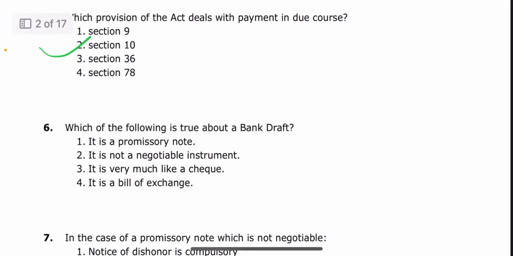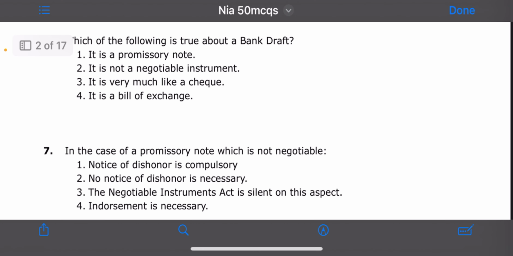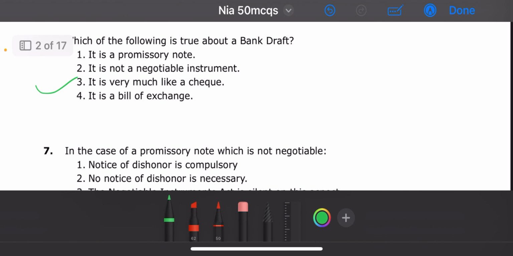Next question, which of the following is true about a bank draft? The options are: first, it is a promissory note; second, it is not a negotiable instrument; third, it is very much like a check; fourth, it is a bill of exchange. The correct answer of this question is option 3rd. It is very much like a check.